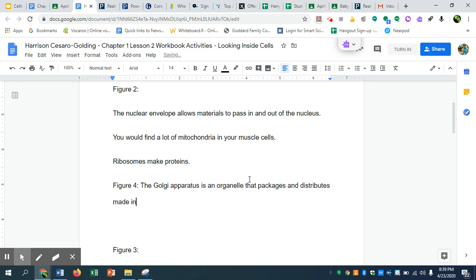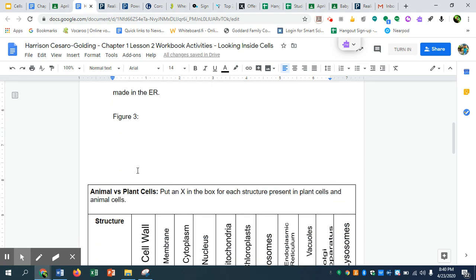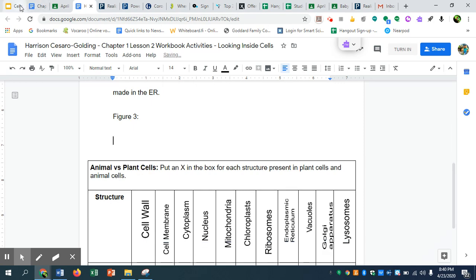You can just write the abbreviation. You don't have to write the full endoplasmic reticulum unless you really want to. Okay, so now let's go back to our slides. I have some more pictures to show you.